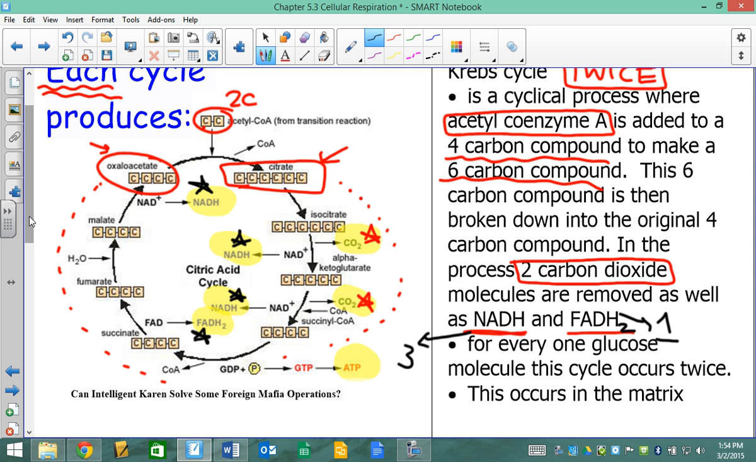Now the other thing that is happening is that I am getting a molecule of ATP. Now I'm going to talk about ATP later when we're talking about energy. But I'm just going to highlight that I'm getting an ATP being produced there. Now this process, just like the link, occurs in the matrix. So we're in the same part of the mitochondrion that we were in before.